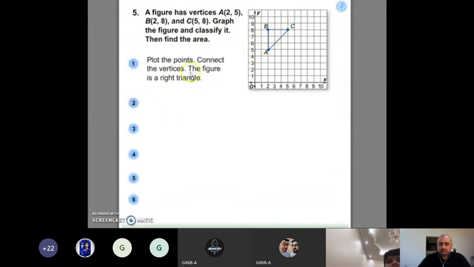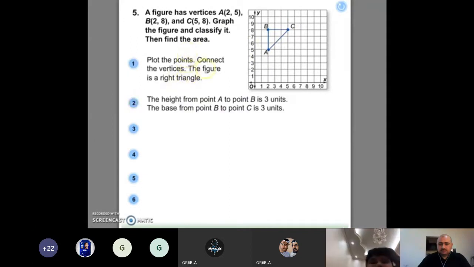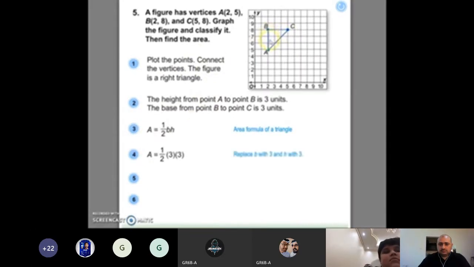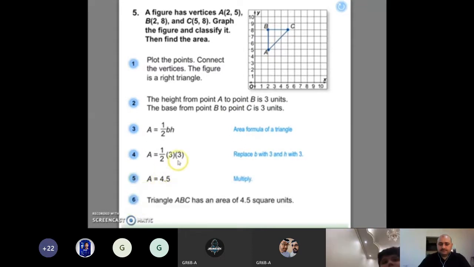Identify it as a triangle. And then you're going to do base times height over 2. Our base is 1, 2, 3. Our height is 1, 2, 3. So here's our 3 times 3, which is 9. And then we have to figure out what half of 9 is. And it looks like our area is 4 5/10 square units.